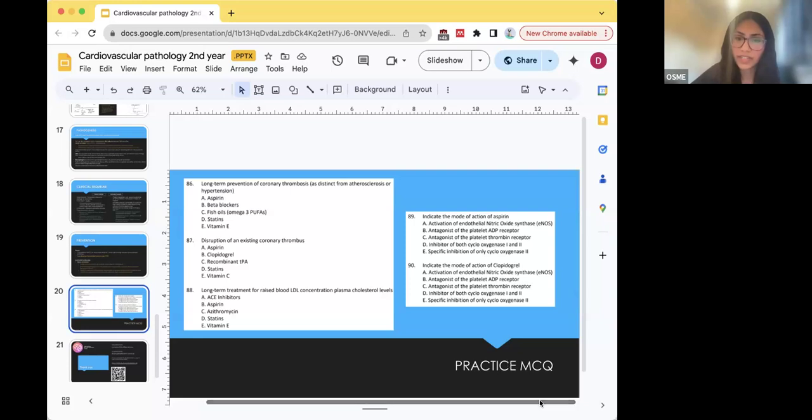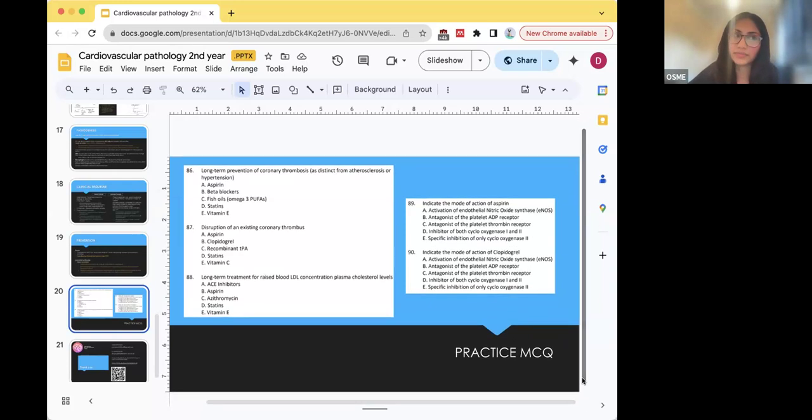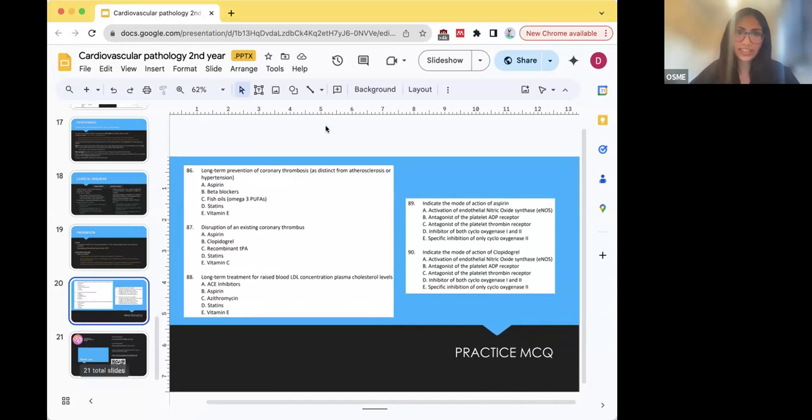The mode of action of aspirin is inhibitor of both cyclooxygenases. It's not specific. They actually tried to make COX-2 specific inhibitors, but they had cardiovascular side effects. And finally, the mode of action of clopidogrel is the ADP receptor antagonist. Okay.